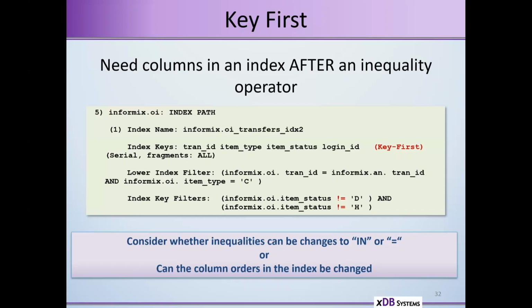So when you get something like this, you should evaluate what these index key filters are and say, okay, do I need to move the columns in the index, or can I make these literal values? For example, if you've got a table where it's a flag, it's either Y or N, and you're saying where it's not N, then maybe you could just change it to equals Y. And now that can be used to drill into the data.